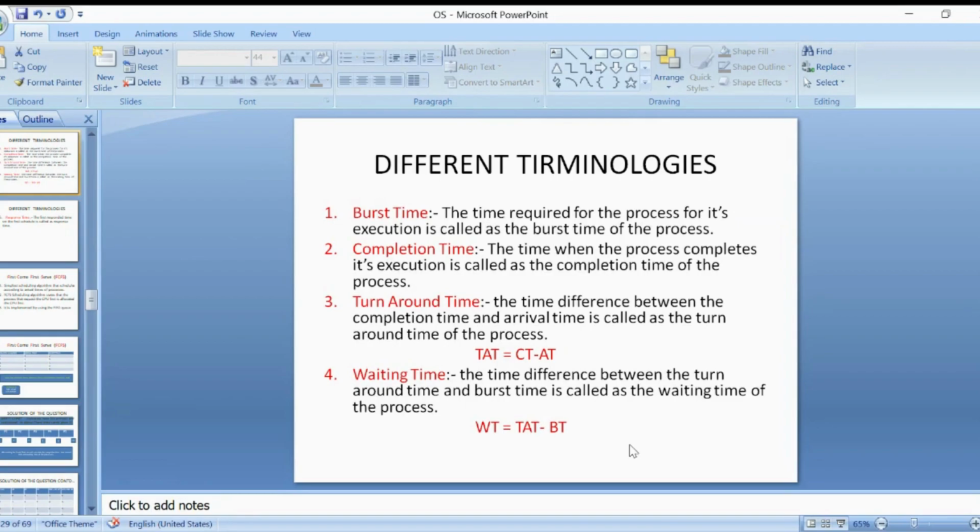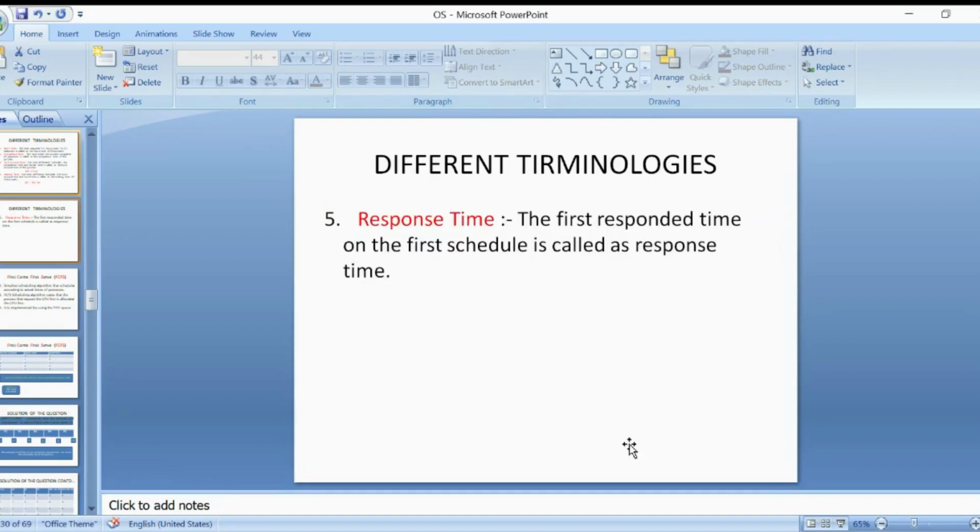Coming to the fourth one, that is waiting time. The time difference between the turnaround time and burst time is called the waiting time of the process. The formula is waiting time equals turnaround time minus burst time. Now coming to the last one, that is response time. The time of the first response on the first schedule is called the response time.